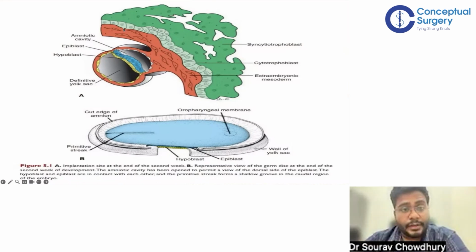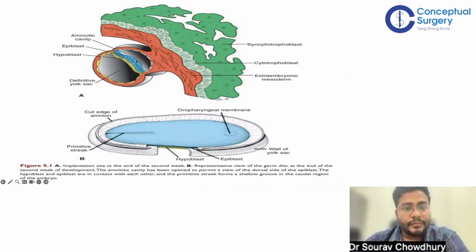This is the extraembryonic mesoderm. In the initial stages, there is only a two-layered disc inside the embryo. The first layer is the epiblast, the top layer. The lower layer is the hypoblast. So it is a two-layered disc, called a bilaminar disc. The epiblast faces the amniotic cavity, and the hypoblast faces the yolk sac.